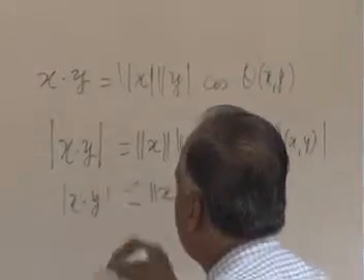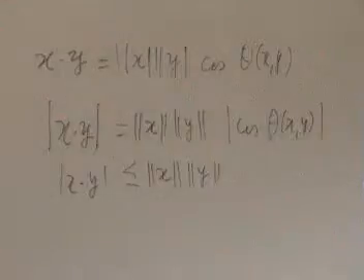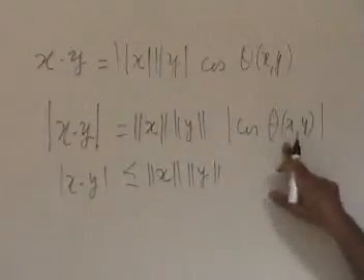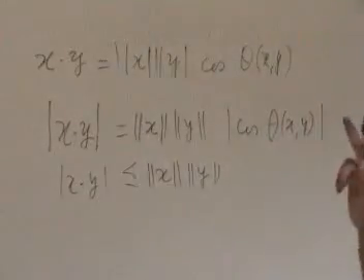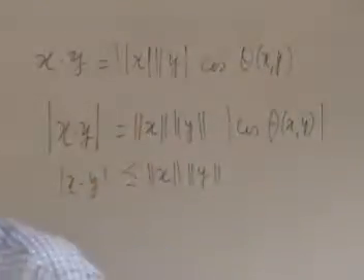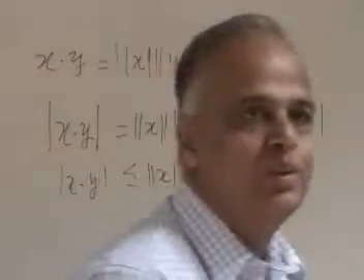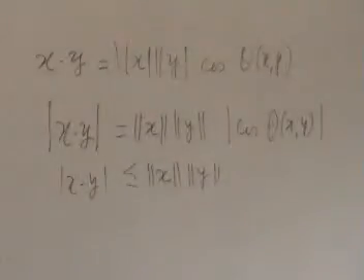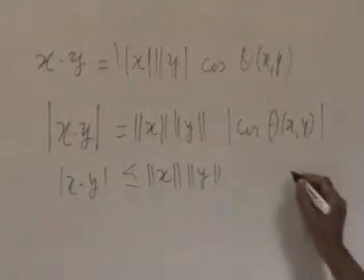this is true. Equality holds if and only if mod cos theta is 1, which means cos theta is plus or minus 1. That means theta is 0 or pi. That means the two vectors are in the same direction or in the opposite direction, but most importantly they are along the same line, and therefore they are linearly dependent. The two vectors will have to be linearly dependent. The equality holds if and only if they are linearly dependent.